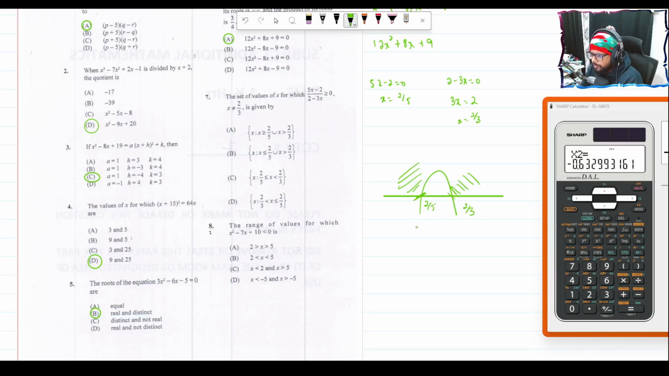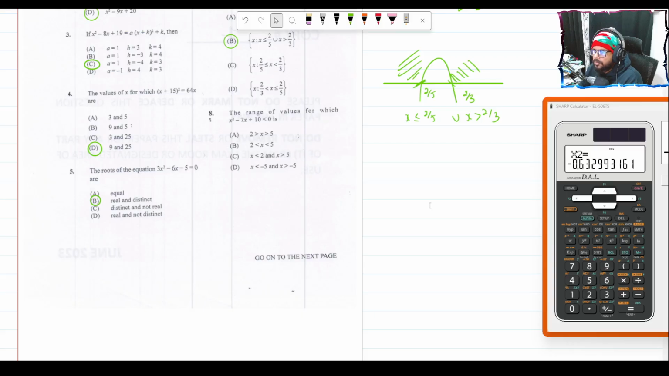So we will have x is less than or equal to 2/5, union x is more than 2/3. So the answer is B.